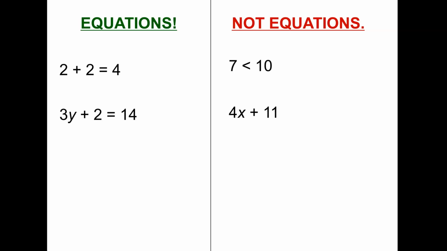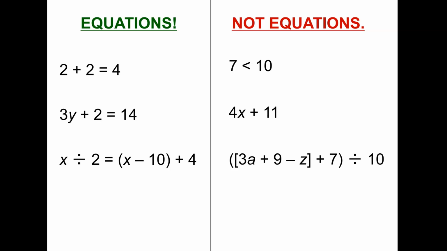By the end of this unit, we'll be doing big, complicated problems like x divided by 2 equals the quantity x minus 10 all plus 4, and that's solvable. We can figure out what x is worth because there is an equal sign.